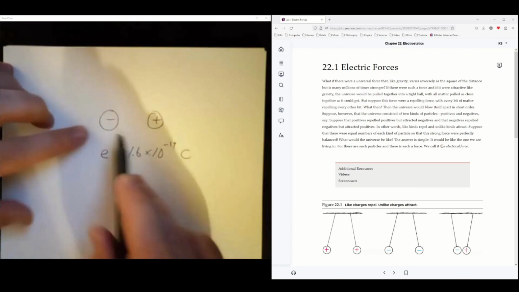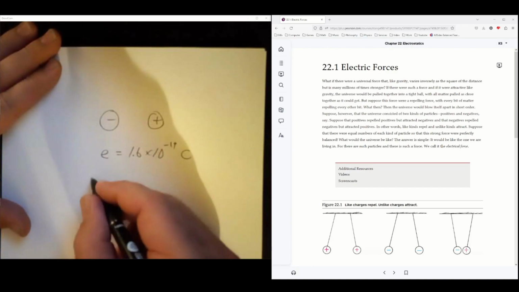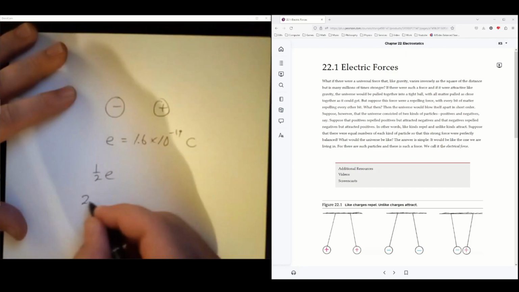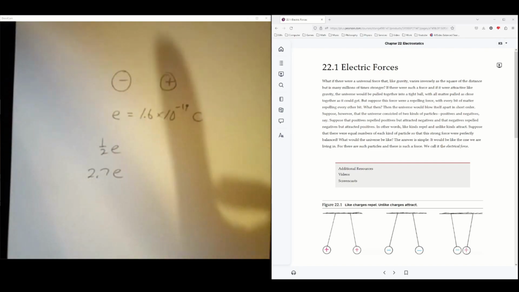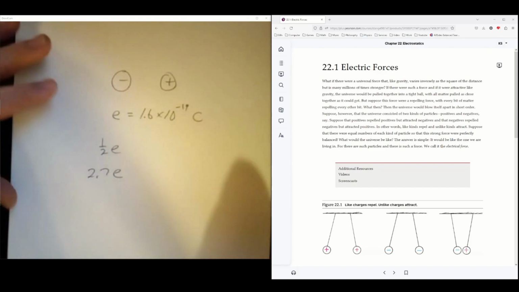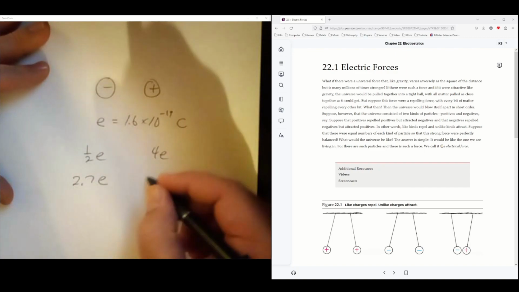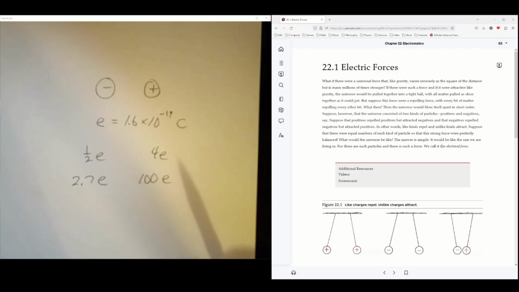So the electron, you can't cut the electron in half. So you'll never have, say, a half of E. You'll never have, say, 2.7 of E. Charge, we say, is quantized. It always comes in some integer quantity. So that means you'll have like 4E or 100E. It's always an integer value of the charge you have. And that's what we see in the universe.